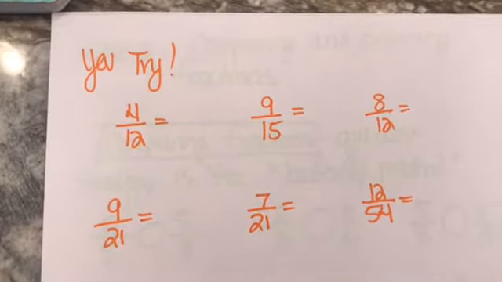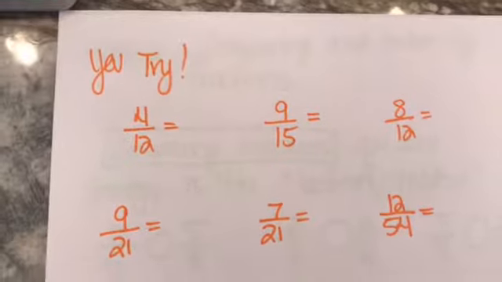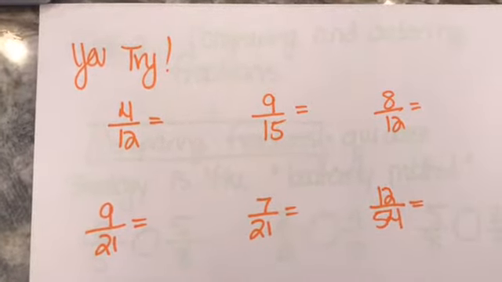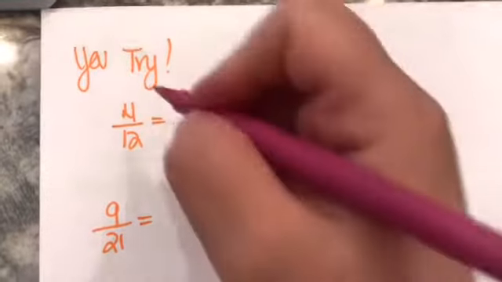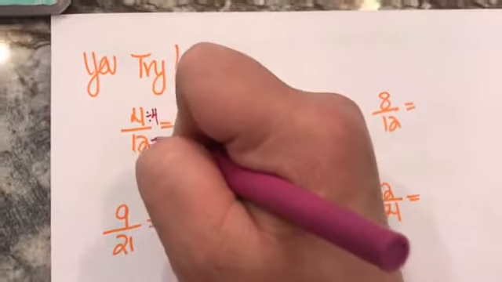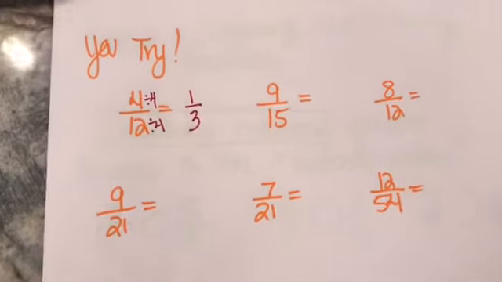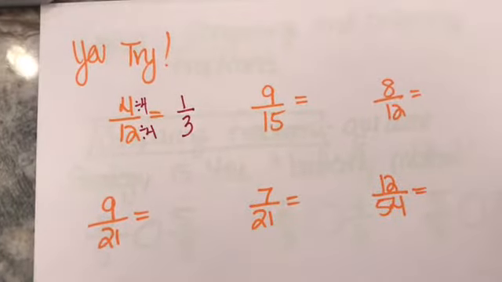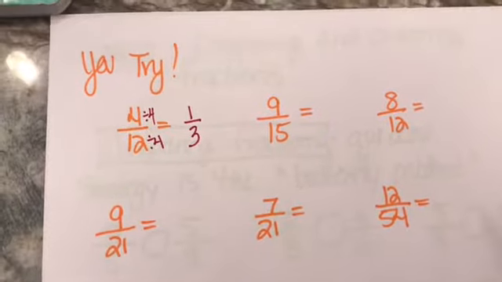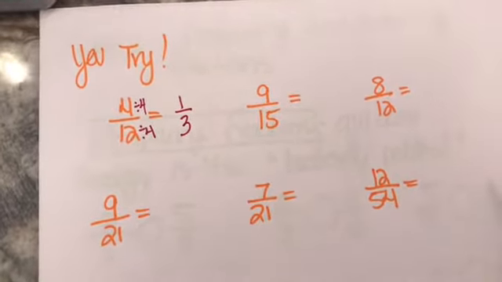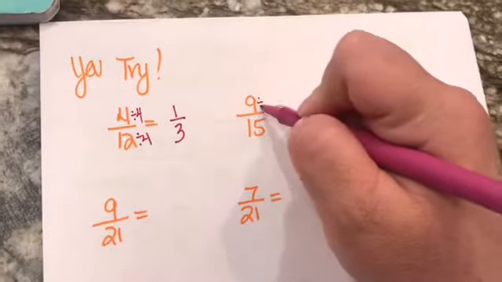So the first one, 4/12, I think to myself, well, I know 4 times 3 is 12, so that means that I can divide both the top and the bottom by the numerator. So I'm going to divide both by 4. So that gets me to 1/3. For this next one, 9/15, I know that 3 fits into both of them, so I'm going to use 3 to simplify. I'm going to divide by 3.